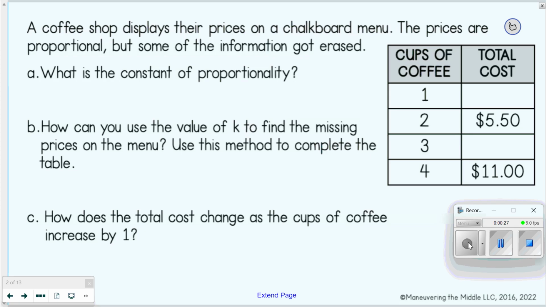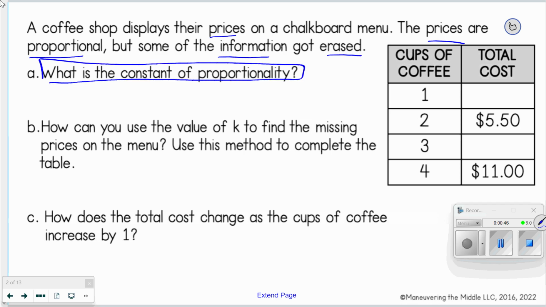So in lesson 2, we're actually talking about tables and proportionality. Our warm-up exercise on this one: the coffee shop displays their prices on a chalkboard menu. The prices are proportional, but some of the information got erased. So what is the constant of proportionality is our first question. Remember in our tables, the first is normally x, the second is normally y. Our constant of proportionality hasn't changed. It's still k equals y over x.